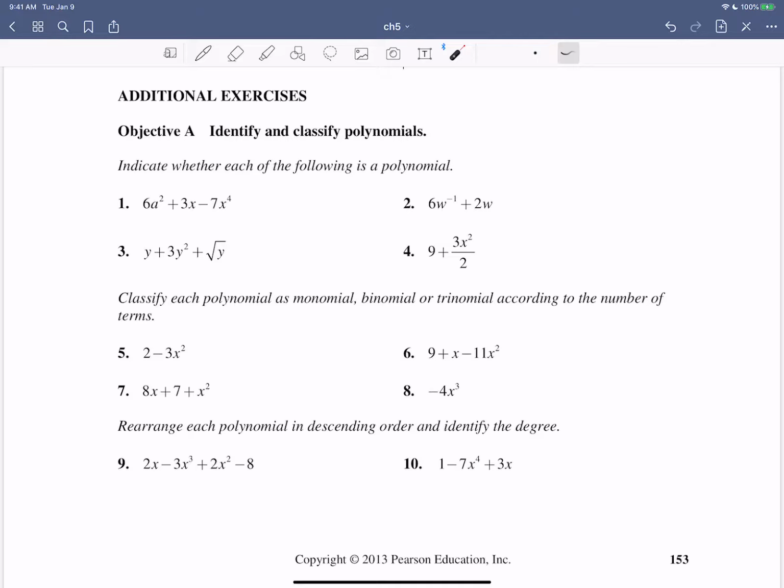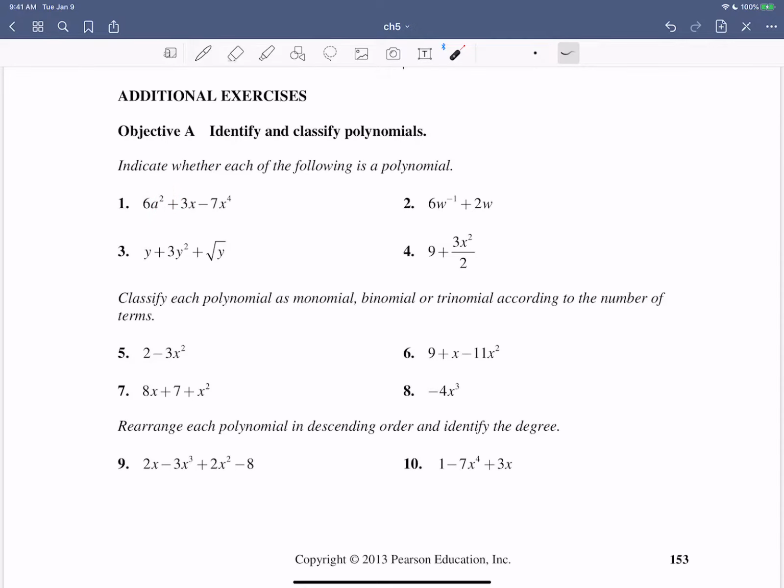First thing, all the exponents that you see on the top right should be integers. Second, we do not have variables that appear in the denominator. By looking at the first one, we have three terms, 6a squared, 3x, and negative 7x to the fourth. 6a squared, this 2 is definitely an integer.